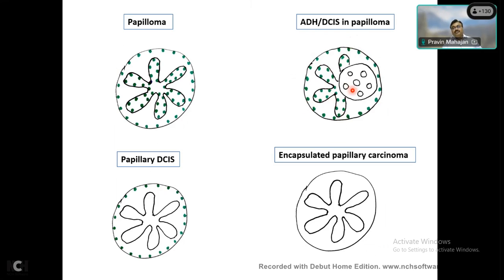But in the area which shows atypia, that means atypical cytological features resembling ADH or DCIS, you will have either absent myoepithelial cells or they will be reduced in number. In papillary DCIS, there will be no myoepithelial cells in the papillae, but they will be present in the periphery of the duct. In encapsulated papillary carcinoma, the myoepithelial cell layer is absent within the papillae as well as around the lesion.